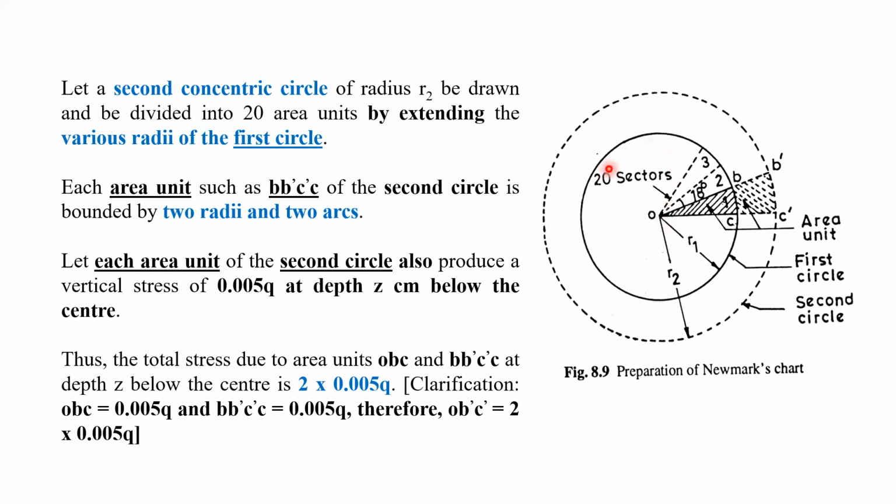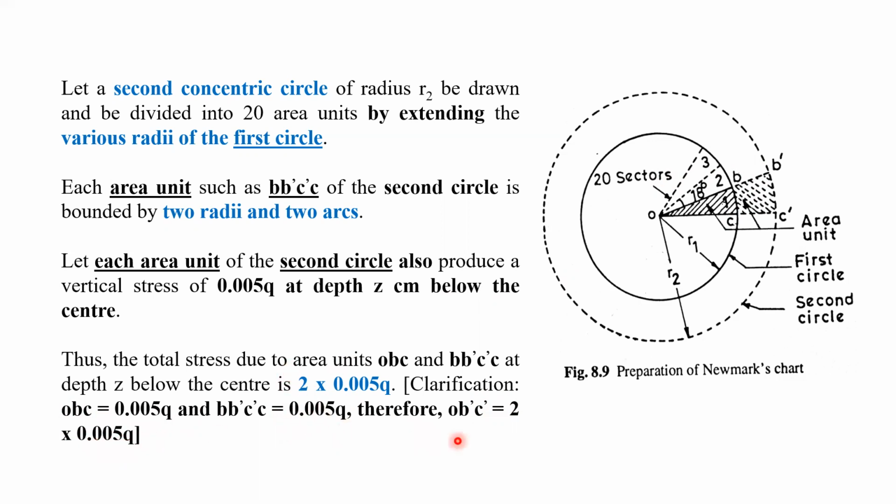Because by taking the center, the Newmark has drawn this circle. The total stress due to the area unit OBC and BB'C'C at depth Z below the center will be equal to 2 into 0.005 Q. Why is it going to become 2? Because OBC is equal to 0.005 Q and BB'C is also equal to 0.005 Q. So OB'C' will be equal to 2 multiplied by 0.005 Q, right?